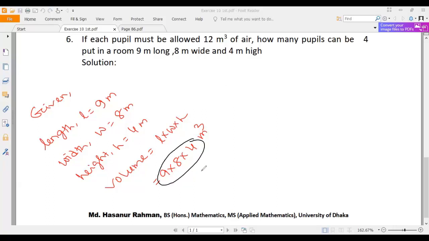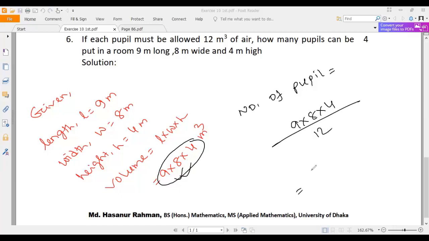We don't need to multiply. Why? Look, here 12 meter cube of air is given. That is the allocated volume of each pupil. That means we have to divide the volume of the room by allocated volume of each pupil. Then we'll get how many pupils can be put in this room. Look, then we can write number of pupils are 9 multiplied by 8 multiplied by 4 divided by 12. Okay, just we have to divide.